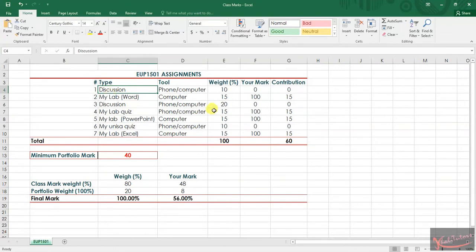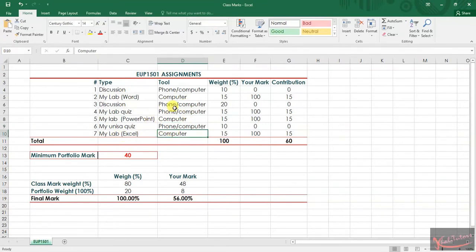Assignment number 1 is a discussion assignment. The tools that you need for that is either a phone or a smartphone or a computer. For assignment number 2, you need a computer. For assignment 3, you need either a computer or smartphone. Assignment 4, which is a MyLab assignment, you need either a computer or smartphone. Assignment 5, you need a computer. Assignment 6, a computer or smartphone. And the last assignment, you need a computer.